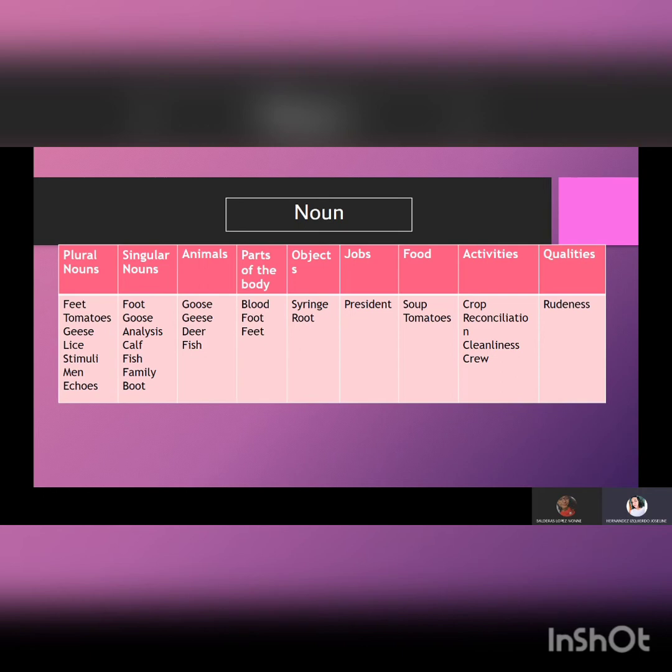And animals: goose, geese, deer, fish. In parts of the body: blood, food, feet. In objects: syringe and rot. In jobs: president, food, soap and tomatoes. Activities: crop, reconciliation, cleanliness and crew. And the last subcategory is quality, and we can find rudeness.